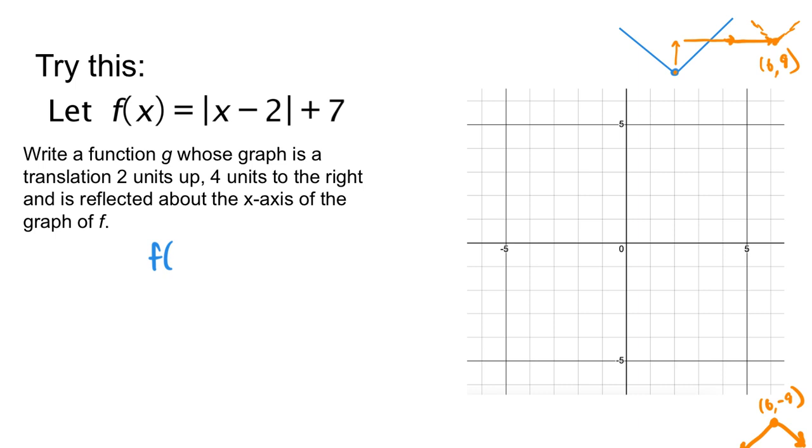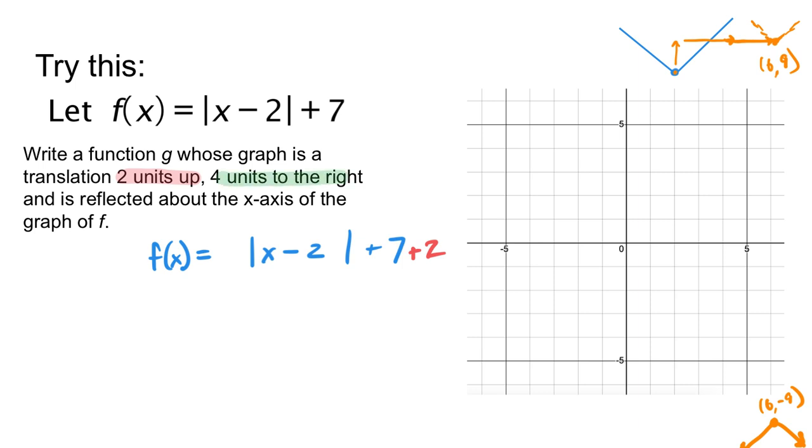Let's see what the equation looks like, right? So we got f of x. We have the absolute value of x minus 2. We got the plus 7. And we're going to look at the transformations we did. So the first thing we're going to look at is we know that we went up 2 units. What's that do? The up 2 units adds 2 to my equation.